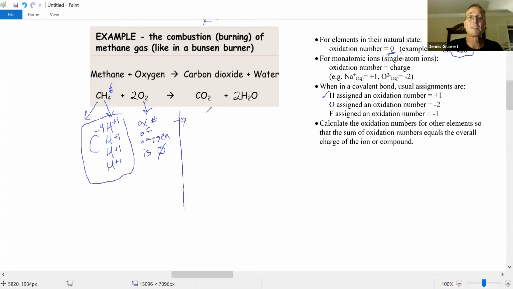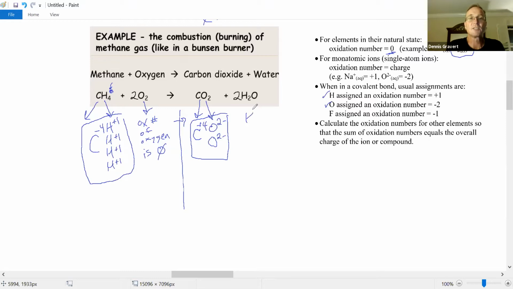Okay, what happened after the reaction? Well, now the carbon is sticking to oxygen through a covalent bond, so we assign the oxygen an oxidation number of -2. Carbon then has to cancel that out because carbon dioxide has no charge on it. So it has to be a +4. Right? +4 and -4 gives you 0, the net charge of carbon dioxide.